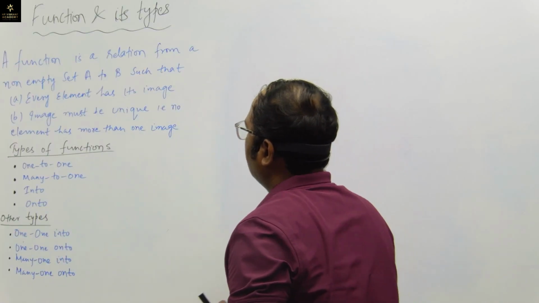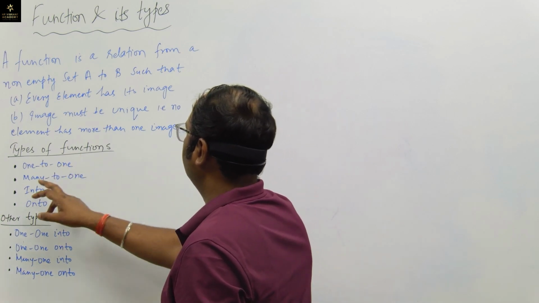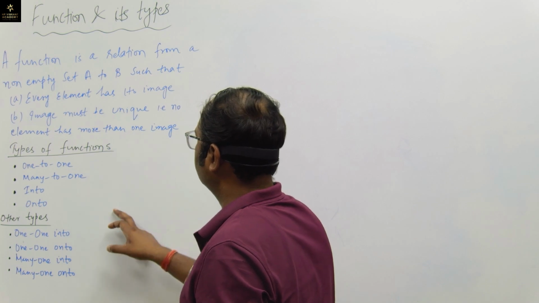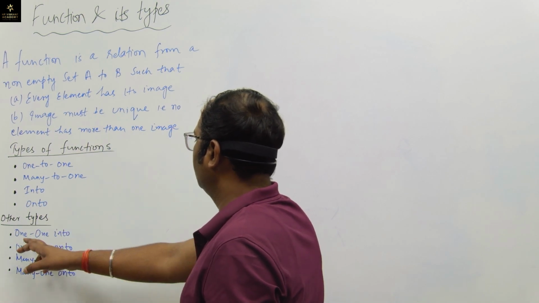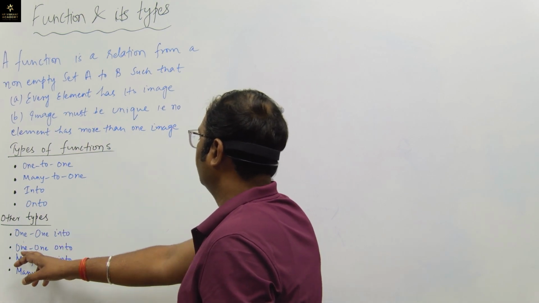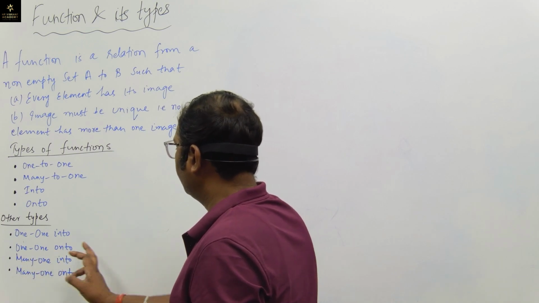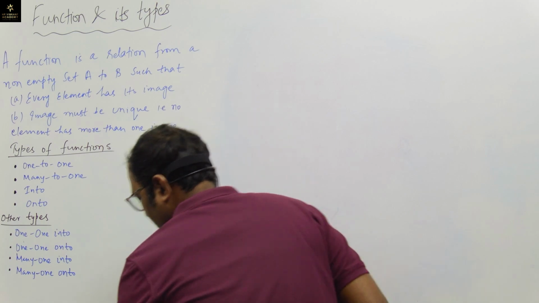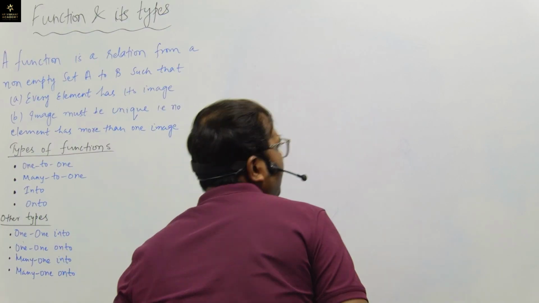Okay, so we have the types of function as one to one, many to one, into, onto. So these are the major classification of the functions. Other types are one one into, one one onto, many one into, and many one onto. Okay, so let us discuss few examples on the functions.